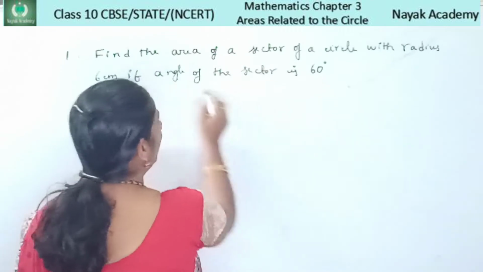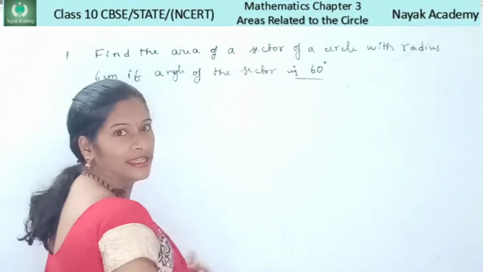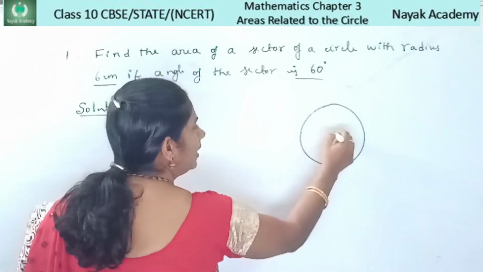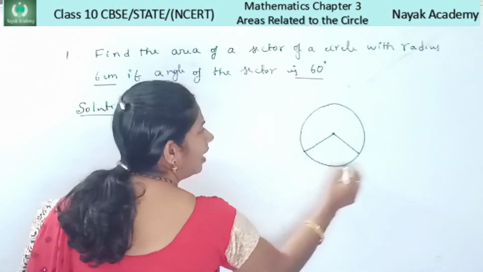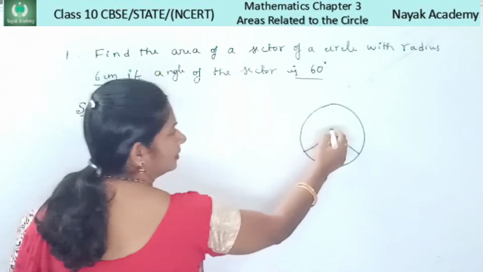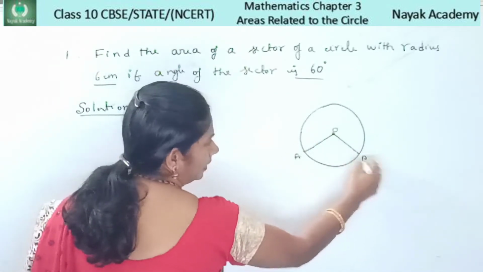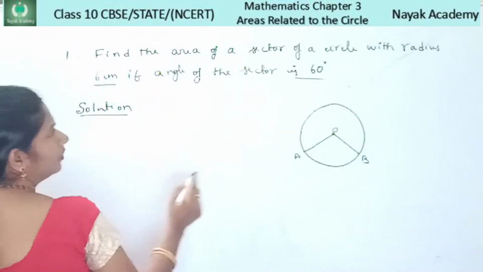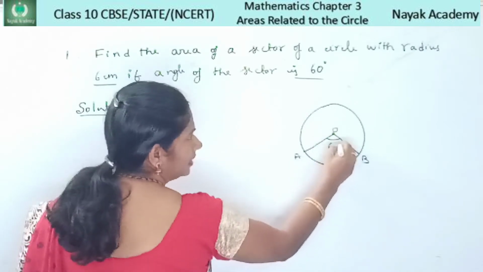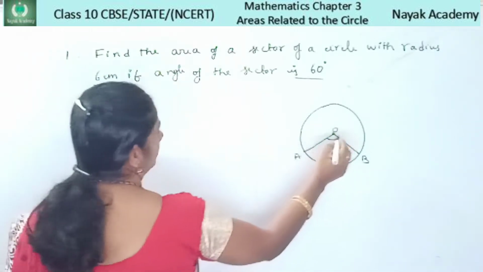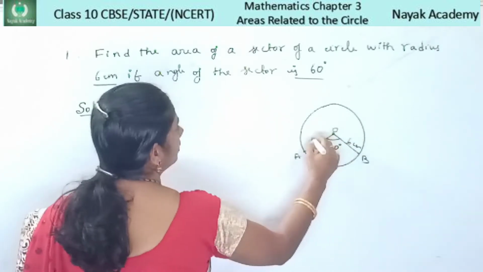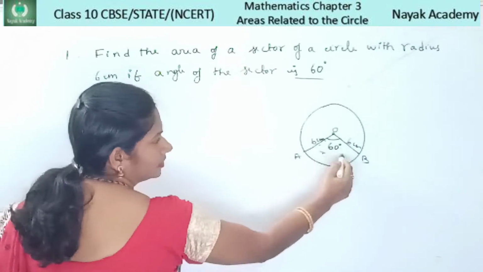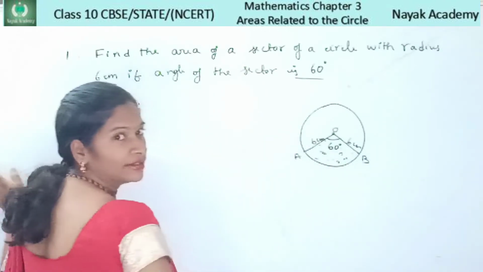What is given? The angle of the sector is 60 degrees. What do you mean by sector? A region bounded by two radii and an arc is called a sector of a circle. So OAB is called a sector of a circle. Here the angle of the sector is 60 degrees, and the radius of the circle is 6 centimeters. Now we have to find the area of the sector.